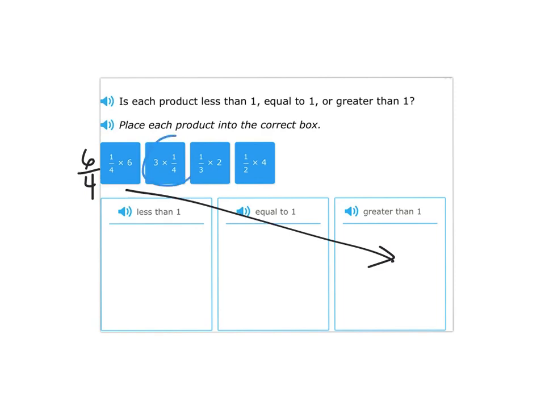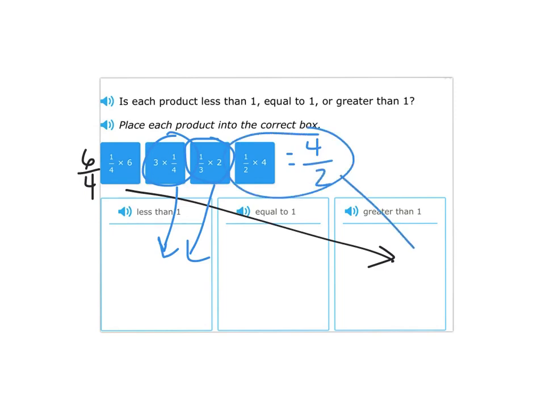We've seen this 3 times 1/4. That's less than 1 whole. 2 times 1/3 is 2/3. And 4 times 1/2 is 4/2, which is greater than 1 whole. So this time you're solving these individual questions and then sorting them. Smaller than 1 whole, exactly 1 whole, and greater than 1 whole.